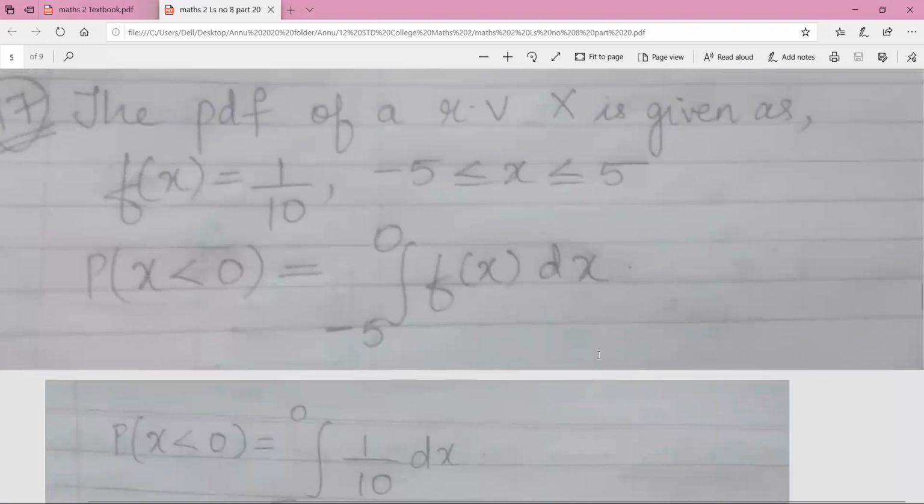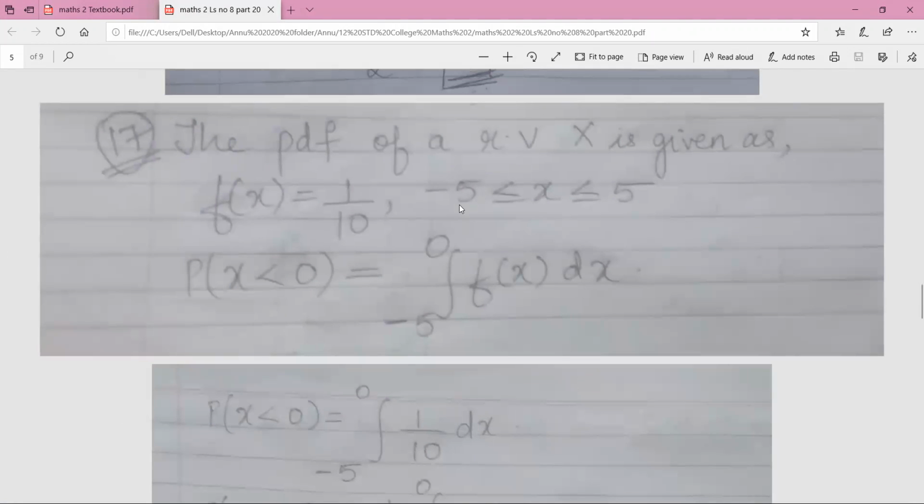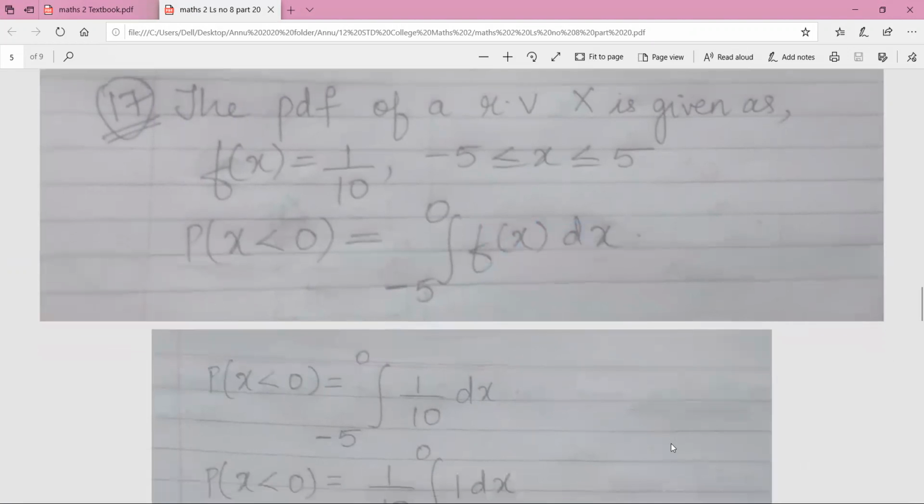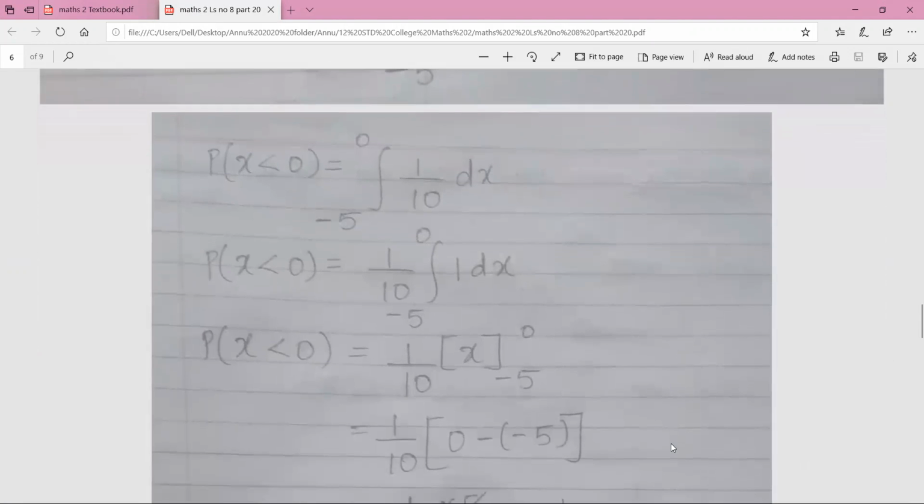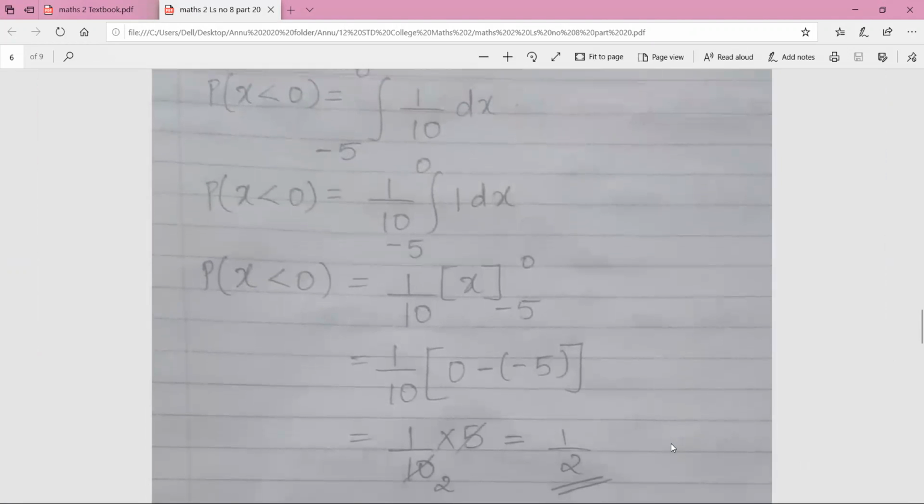So as you can see, the PDF of a random variable x is given as f of x as 1 by 10, and the condition put forward is minus 5 less than x less than or equal to 5. Now probability of x less than 0 will be the integral from minus 5 to 0 of f of x dx. So the value of f of x they have given is 1 upon 10. So integration from minus 5 to 0, 1 upon 10 dx. As 1 upon 10 is a constant, I'll take it outside. So integration from minus 5 to 0, 1 dx. Integration of 1 is nothing but x. So 1 upon 10 into x from minus 5 to 0.